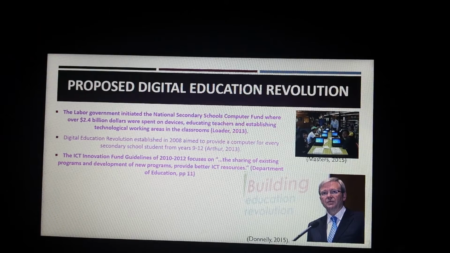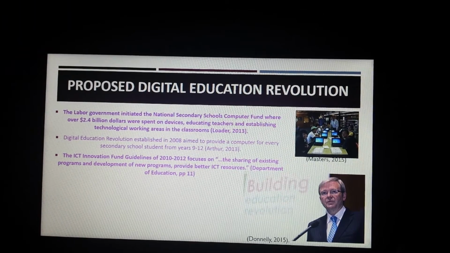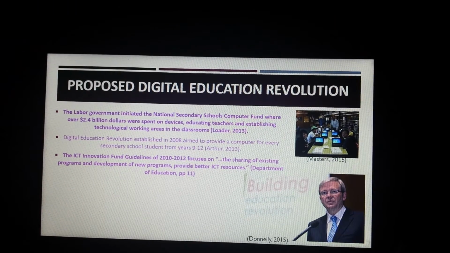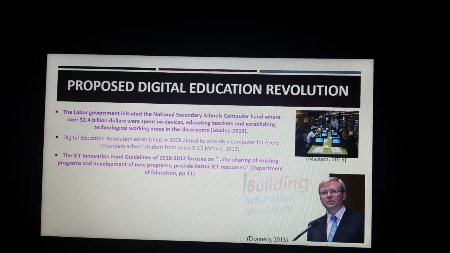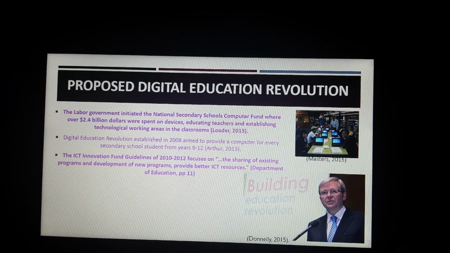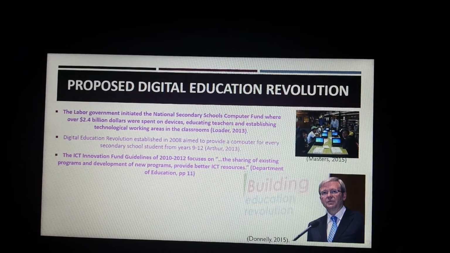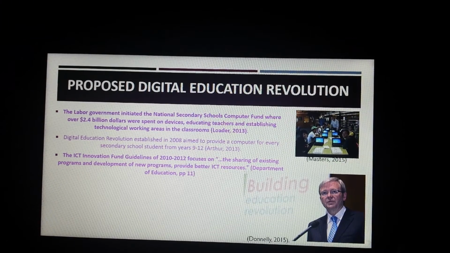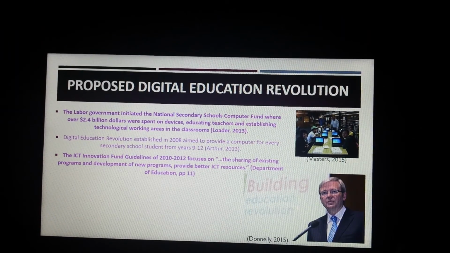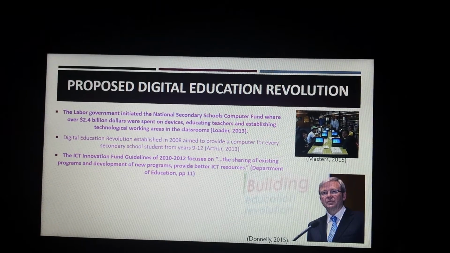The governmental campaign of 2007 was to establish an educational scheme that would provide a computer for every secondary school student from years 9 to 12. The digital education revolution aimed to place funding in schools to upgrade resources and allow students their own devices for the classroom. It was a costly scheme for the following 4 years, where the National Secondary Schools Computer Fund spent over $2.4 million on devices, teacher training and establishing technological working areas in the classrooms.